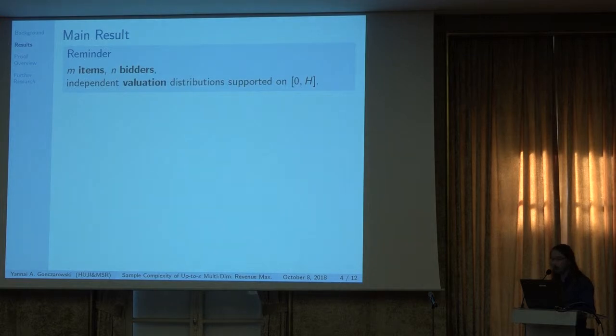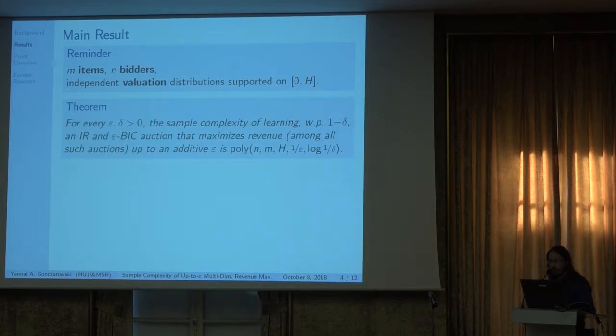I'd like to remind you about our notation. We have M items, N bidders, and an independent, crucially independent, valuation distribution supported on [0,H]. Our theorem is that for every epsilon and delta, the sample complexity of learning, with probability 1 minus delta, an IR and epsilon-BIC auction, we're going to get to this epsilon soon, that maximizes revenue among all such auctions up to an additive epsilon is polynomial in all of the parameters of the problem. This is the first learning result for up to epsilon in a general multidimensional case.